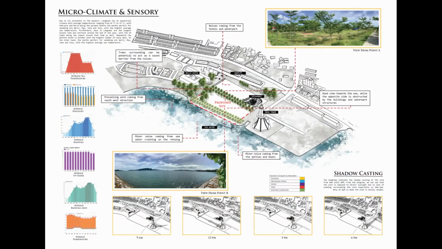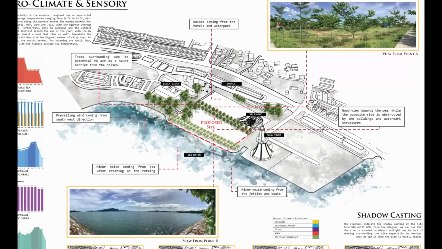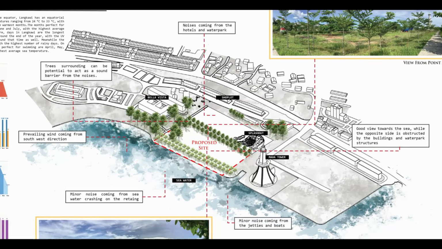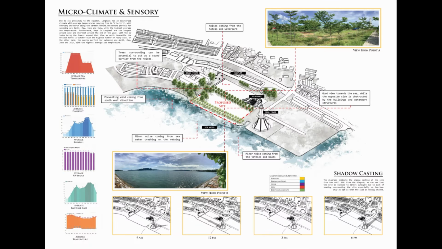Move on to the next topic, which focuses on sensory and climate. From our observation, we noticed that the wind paths come strongly from the west direction. However, there are bad noises coming from 3 areas, which are water crashing at sea, jetties and boats, and the major one is coming from the water park. For the site advantage, the site has a good view toward the sea.